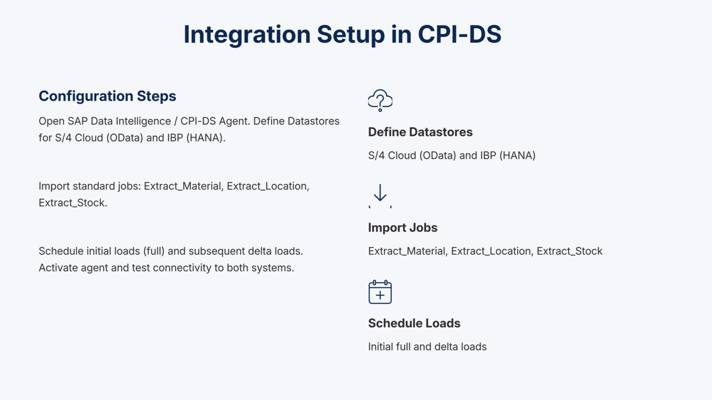Integration setup in CPI-DS. CPI-DS, Cloud Platform Integration for Data Services, is where we build the data bridge. Create data stores for HANA Cloud using OData connections and for IBP using HANA database credentials. Import standard integration jobs such as extract material or extract stock. Schedule them for full loads initially and delta loads thereafter. Activate the CPI-DS agent and confirm both endpoints communicate.